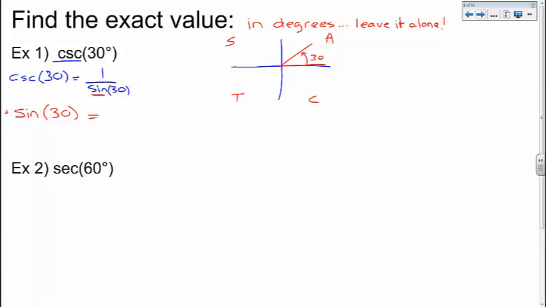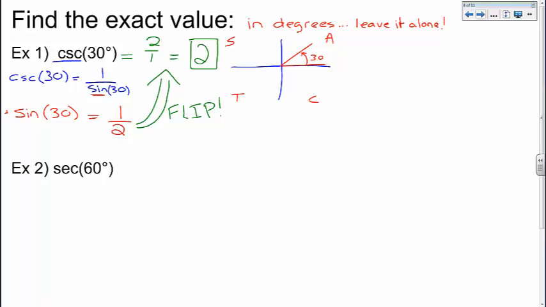Sine is positive in quadrant 1, so I can simply say I'm looking for the positive sine of 30. Well, if I remember back to my chart, and I should memorize this, sine of 30 is equal to 1/2. However, I'm not looking for the sine of 30. Remember, I'm looking for the value of the cosecant of 30 degrees. Well, sine and cosecant are reciprocal values, so I take the value of sine of 30 and I flip it. This means that the cosecant of 30 degrees will be equal to the reciprocal. In other words, 2/1, or just simply 2.